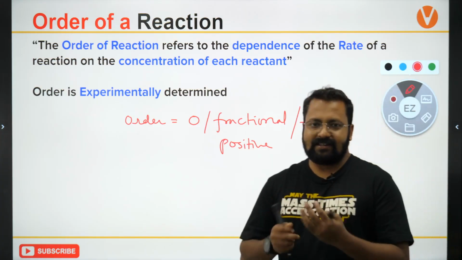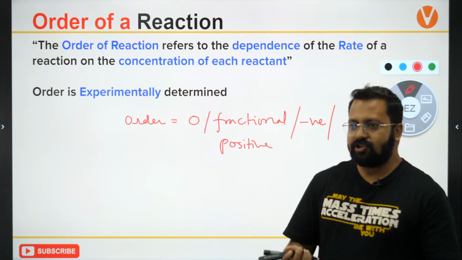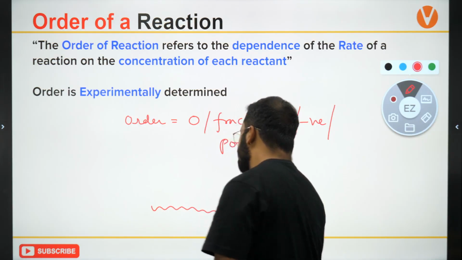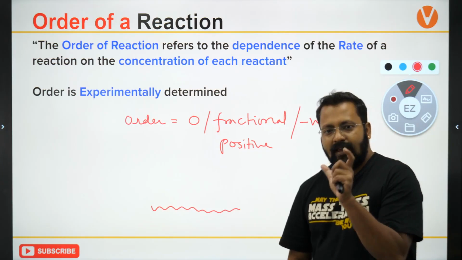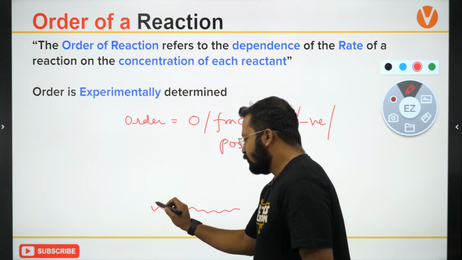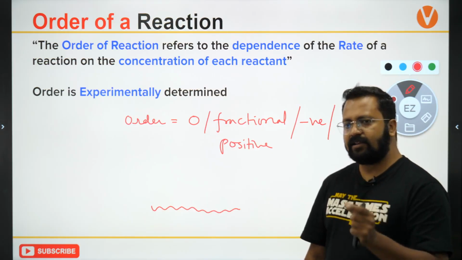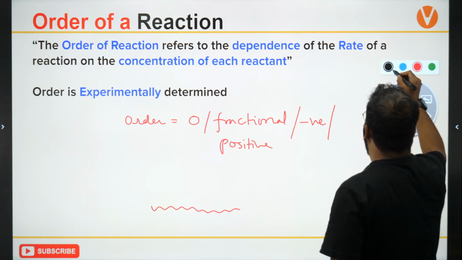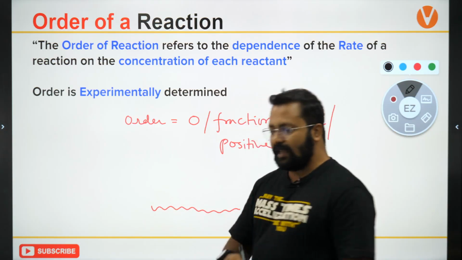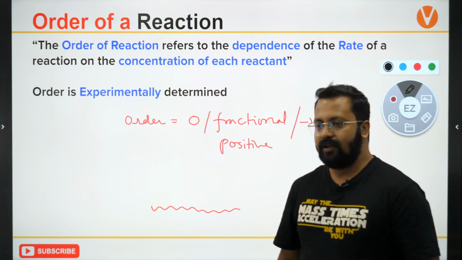Understood? An example of a zero order reaction, where you might wonder why the concentration wouldn't affect the rate, is the catalyzed reaction. Suppose this is the surface of the catalyst. Whenever a catalyst is taken, you take it in a very, very small amount. Now, when a reaction is being performed, you would see that a catalyzed reaction rate will not increase upon increasing the amount of reactant.